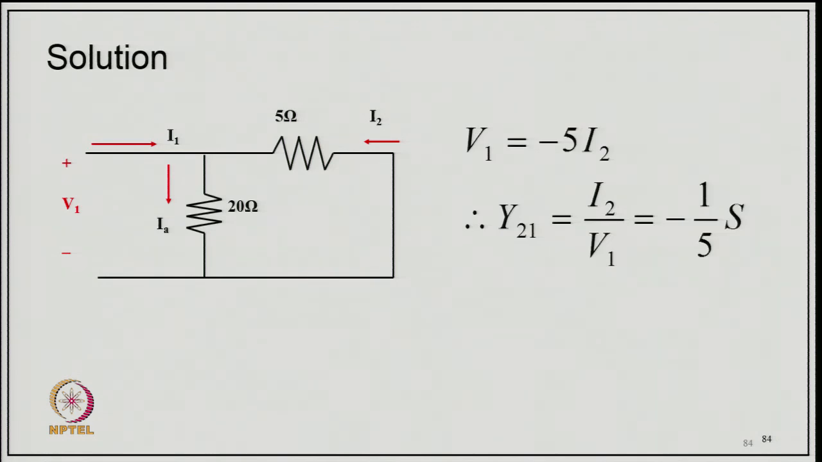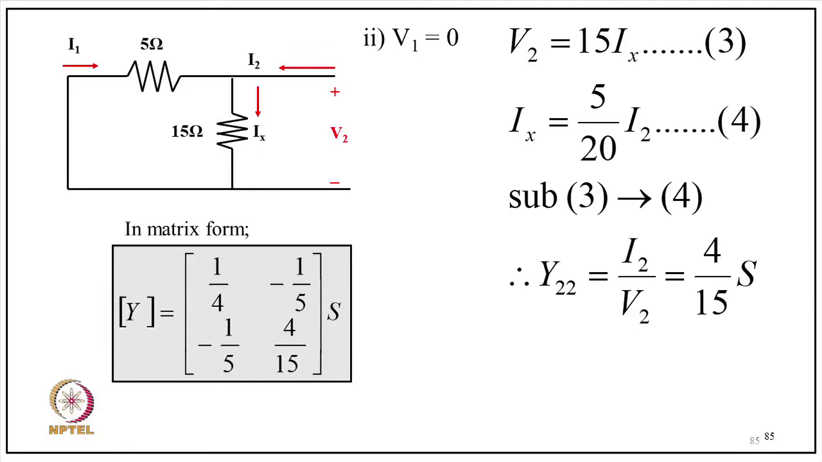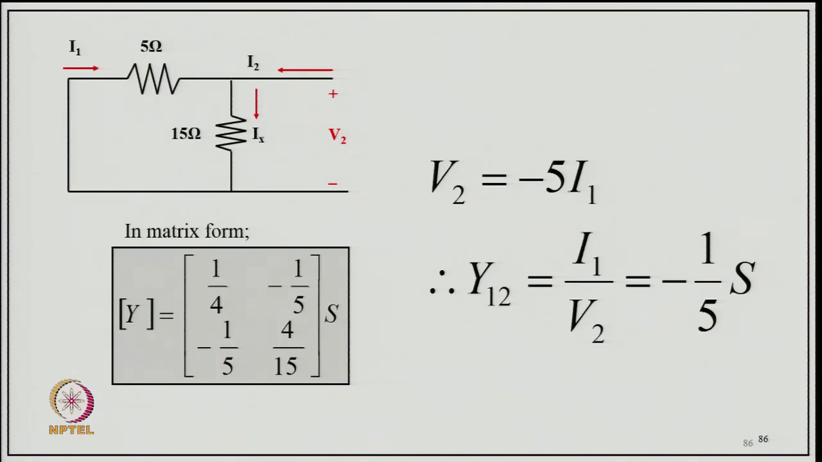Then Y 2 1 will be I 2 upon V 1, that is minus 1 by 5 Siemens, and similarly we can find out now with the primary shorted and applying V 2 here. So, V 1 is 0. V 2 equal to 15 I x, and you can find out I x as 5 by 25 of I 2, and putting this we get Y 2 2 equal to I 2 by V 2 equal to 4 by 15 Siemens, and then we got all 4 parameters here. So, Y parameters in Siemens are 1 by 4, minus 1 by 5, minus 1 by 5 and 4 by 15. This is also a reciprocal network, because your Y 1 2 equals Y 2 1.